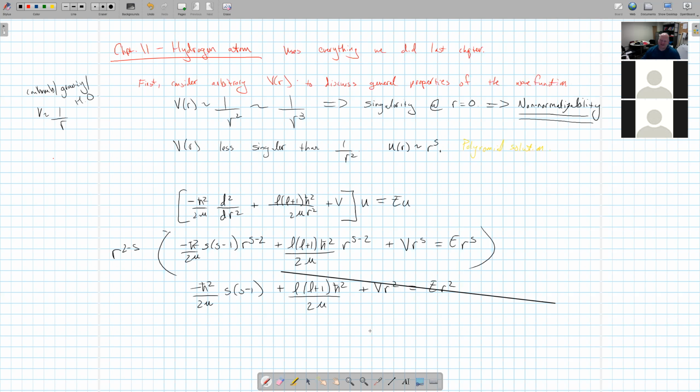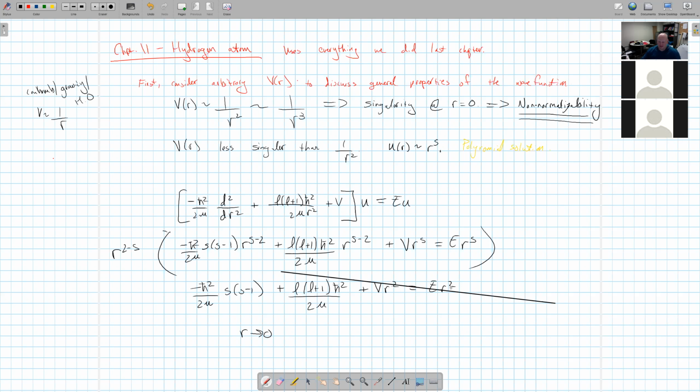This term is still going to go to 0. But if this thing was any more singular than 1 over r squared, this thing is going to blow up and go to infinity, which then would give us that singular term. So we won't be able to use this polynomial type solution here. So let's look at the limits and what this thing is going to do as r goes to 0.